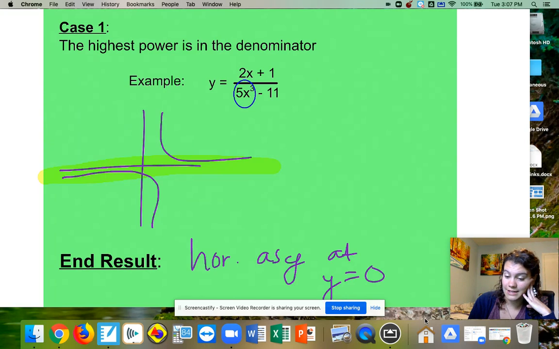A note here, you need to have that y equals. If you don't, you're just talking about some random 0. There's no way to know. Are you talking about a horizontal asymptote, a vertical asymptote, like what's going on? So you need a y equals 0. If you're doing the vertical asymptotes, you need an x equals when you write it out.